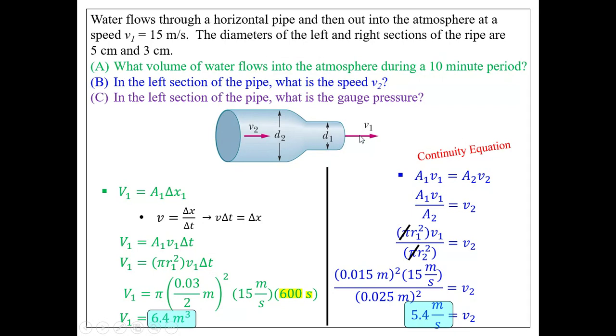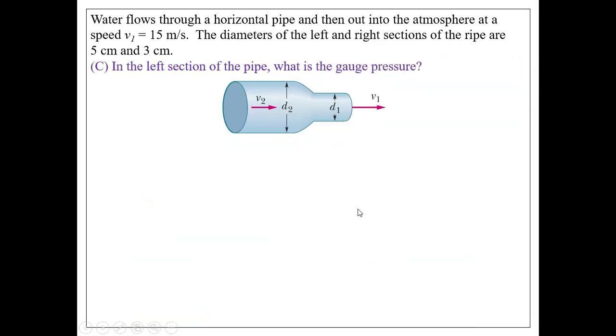When it exits, though, because it goes through a narrower cross section, it has to pick up speed, which is 15 meters per second. Okay, so keep those in mind. Again, area and speed are inversely related. When the area is large, v is small. When the area is small, v is fast. All right, so that is the answer for part B.